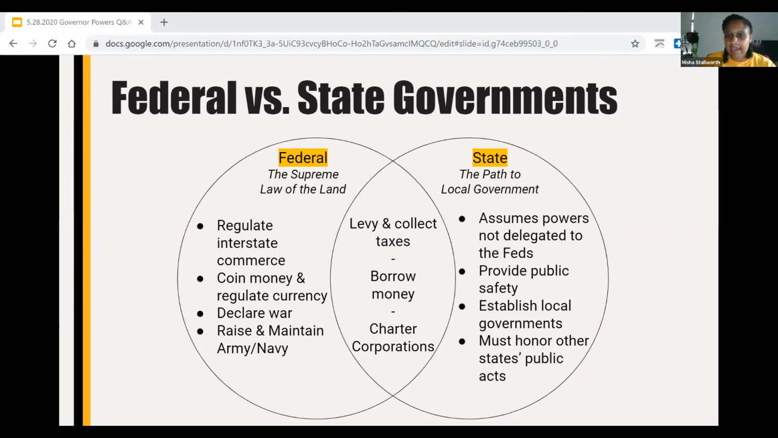So while we have local ordinances that come out of our cities and we have state laws, right, none of those can contradict federal law. Federal law is our supreme law.